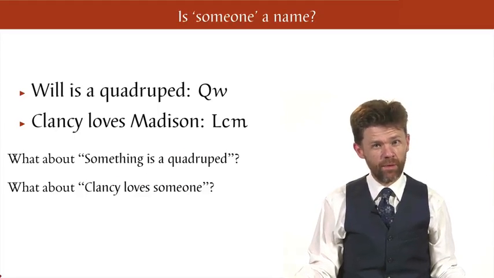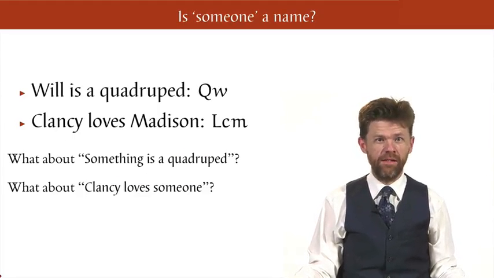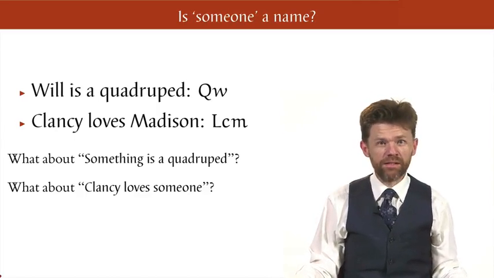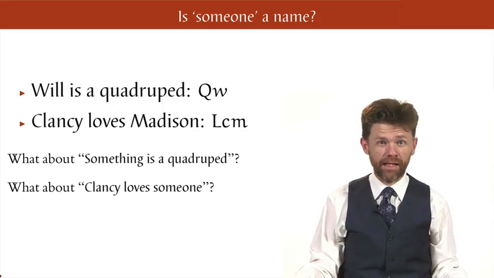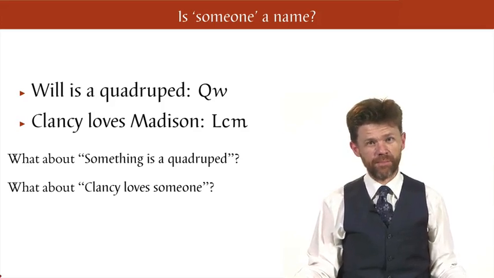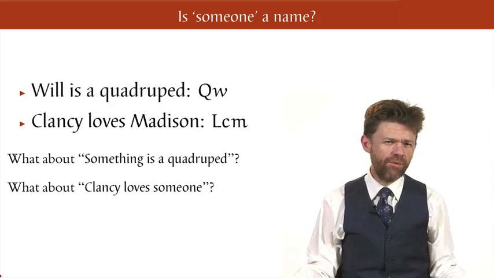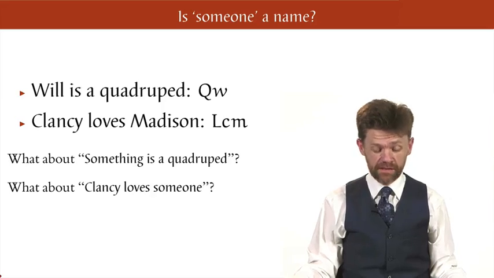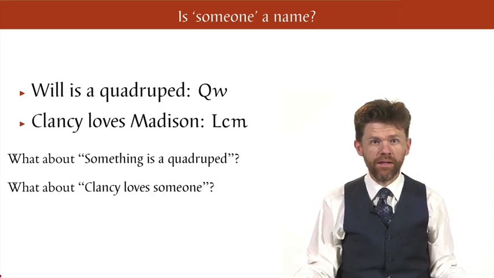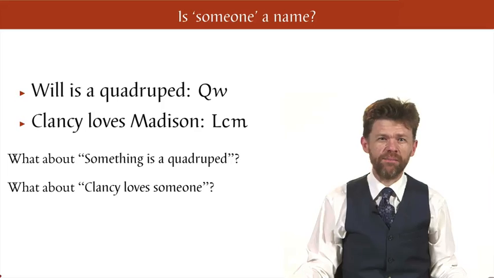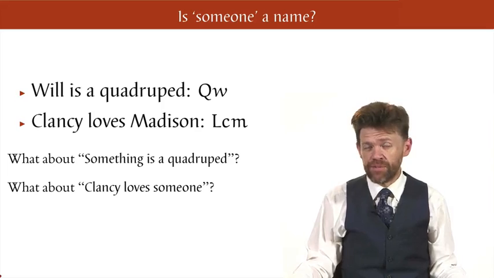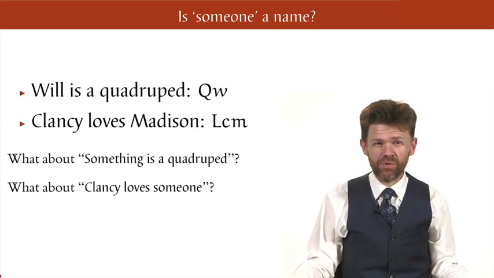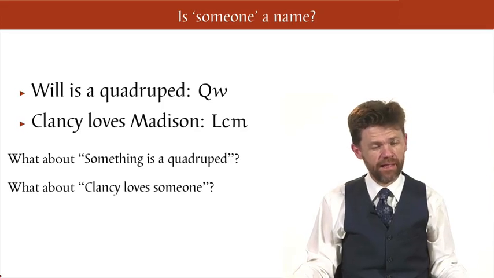We've already seen atomic sentences analyzed like this, using names and predicates. Will is a quadruped involves a one-place predicate and a single name. Clancy loves Madison involves a two-place predicate and two names. How are we to analyze the structure of statements like something is a quadruped or Clancy loves someone? These look exactly the same sort of form as Will is a quadruped or Clancy loves Madison. The something or someone can play the same sort of role in a sentence as is played by a name.